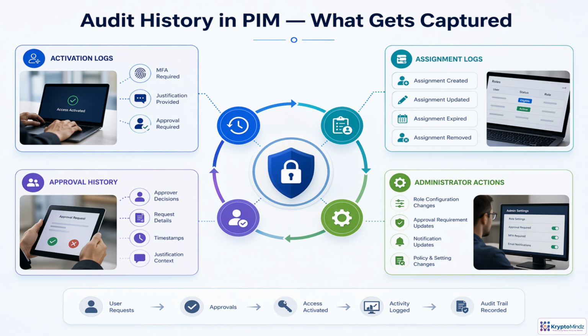Think of PIM audit history as the evidence layer behind privileged access. It does more than show who has a role. It shows how access was requested, approved, activated, changed, and eventually removed. Activation logs help prove that controls such as MFA, justification, and approval were enforced at the moment of use. Assignment logs explain the life cycle of eligible and active access. Approval history ties decisions to people, times, and business reasons. Administrator actions show whether the rules themselves changed. Together, these records help security teams answer a key audit question: was access appropriate, controlled, and accountable?